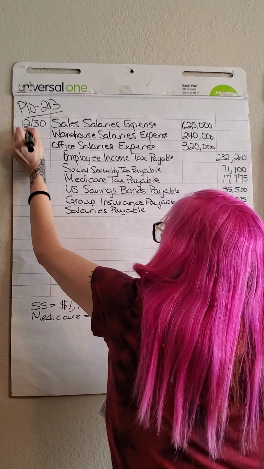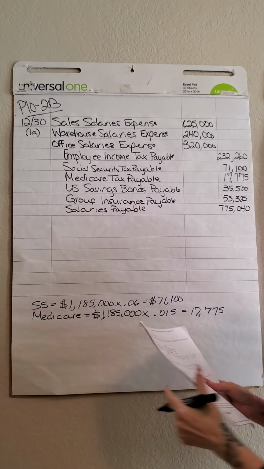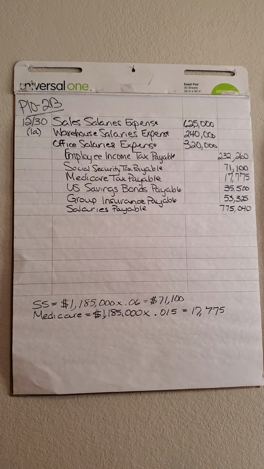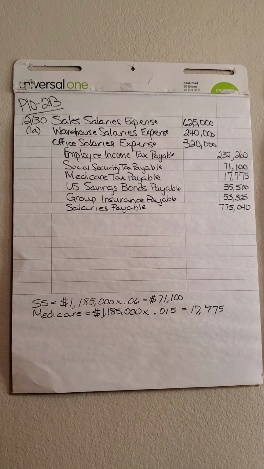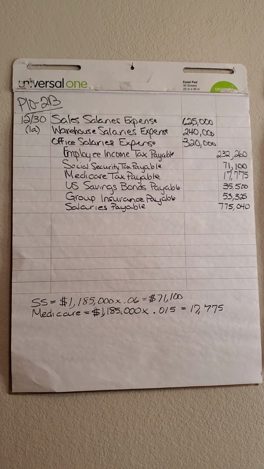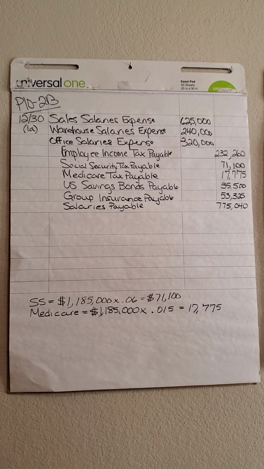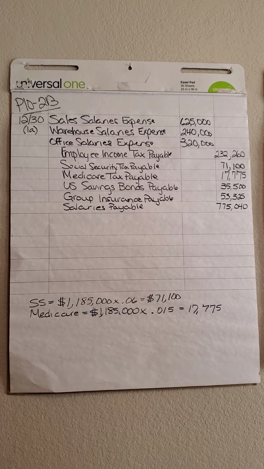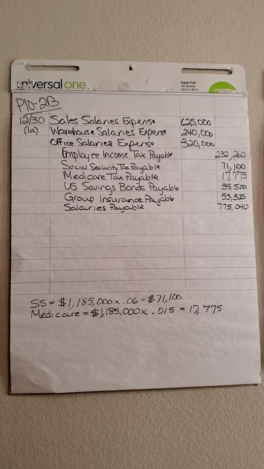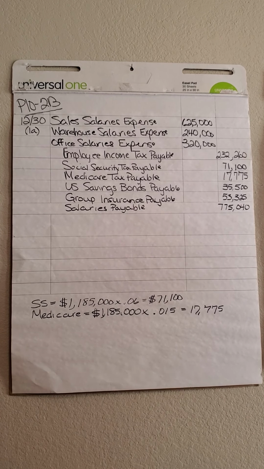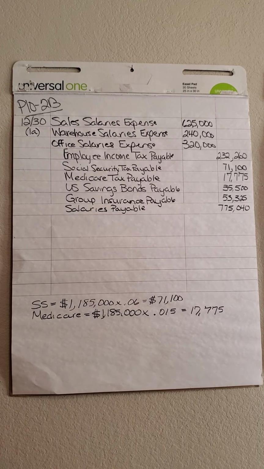So I'll put 1A here. For 1B, they say, assuming that the payroll for the last week of the year is paid on December 31st, journalize the entry to record the employer's payroll taxes on the payroll to be paid on December 31st. Of the total payroll for the last week of the year, $30,000 is subject to the unemployment compensation. So this is a good thing to remember.